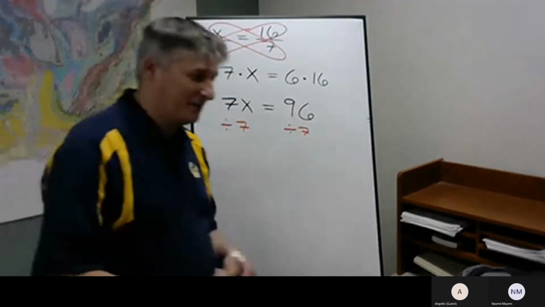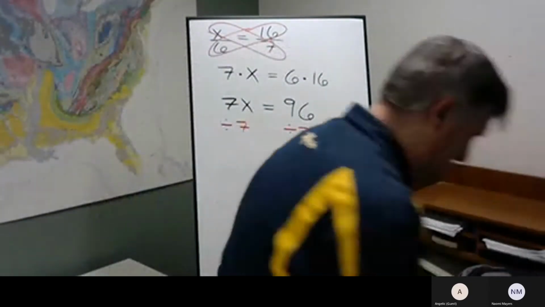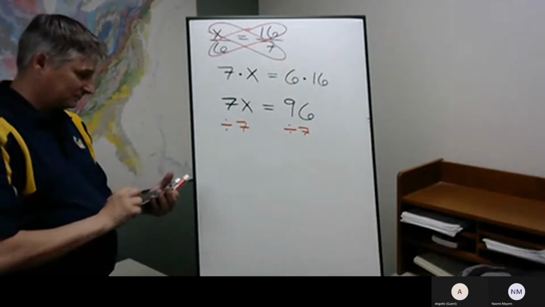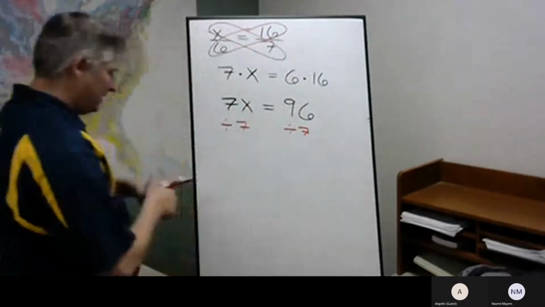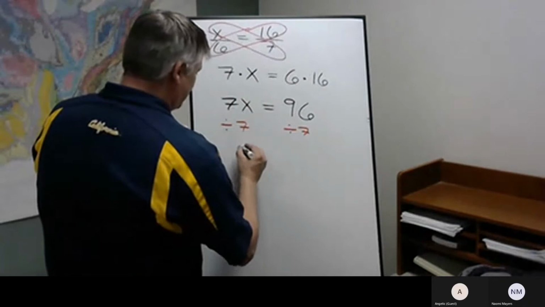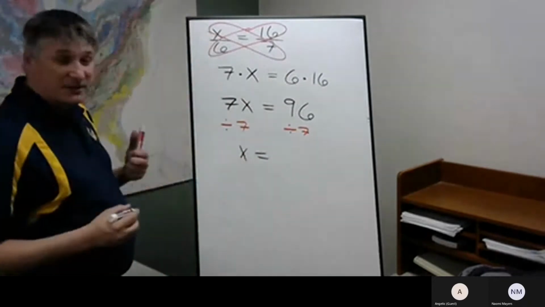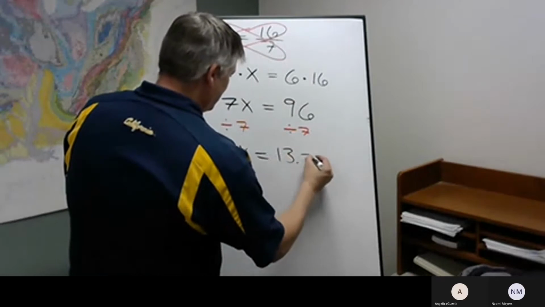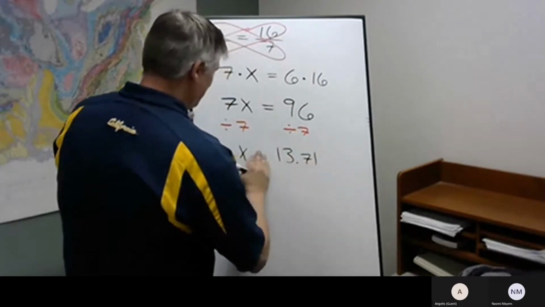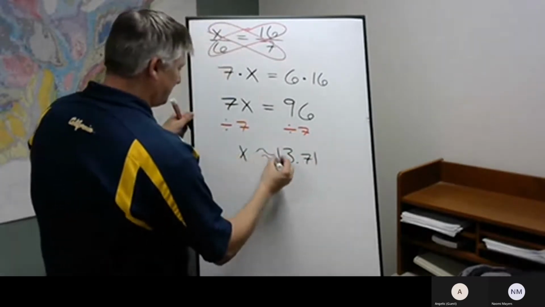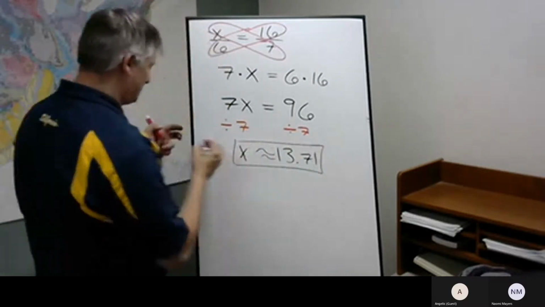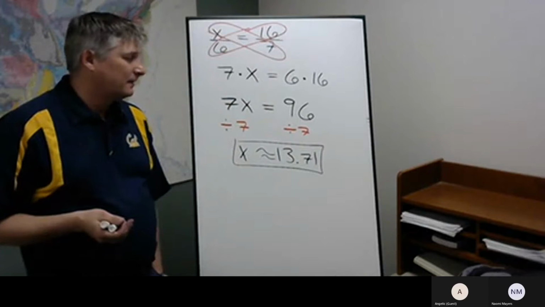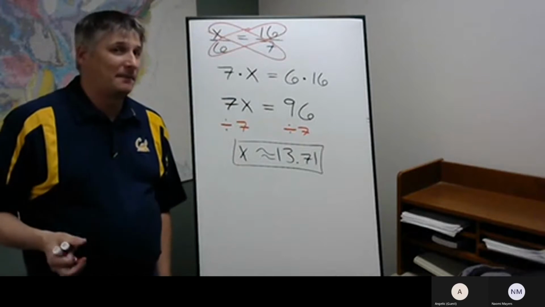I'll grab a calculator for this. So what we're going to get, I'm going to round my answer to the nearest hundredth, or the second decimal place. I get about 13.71, approximate. So that's going to be my answer. Now, questions about that?